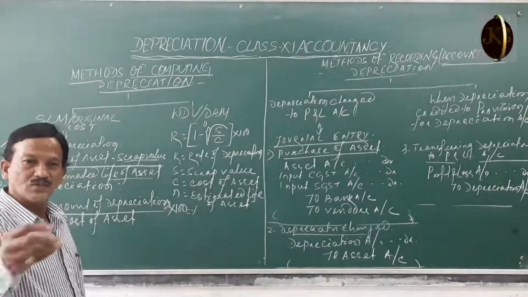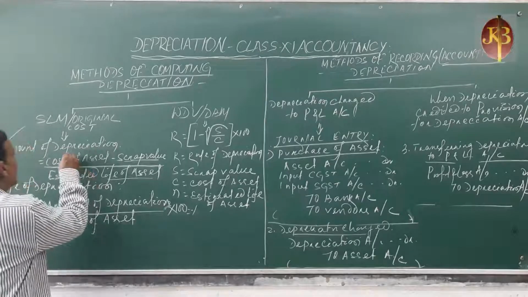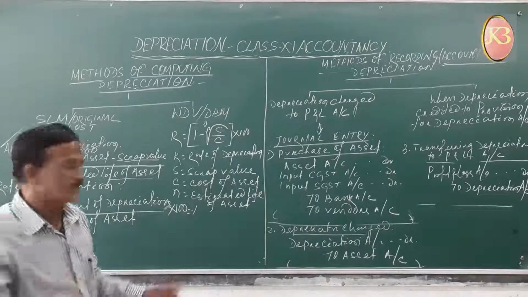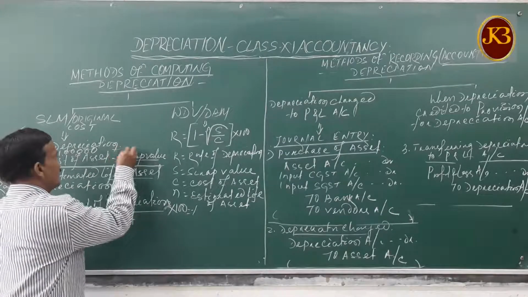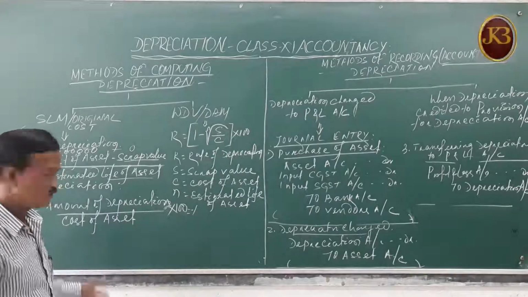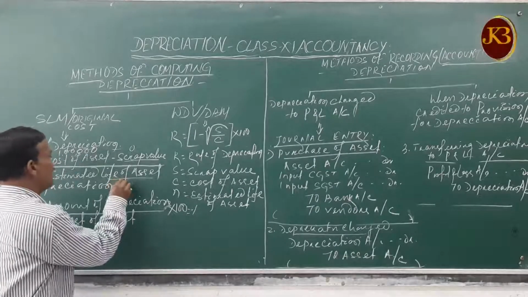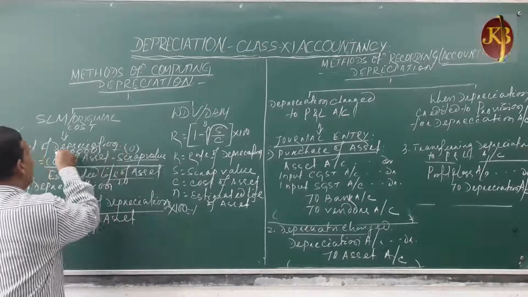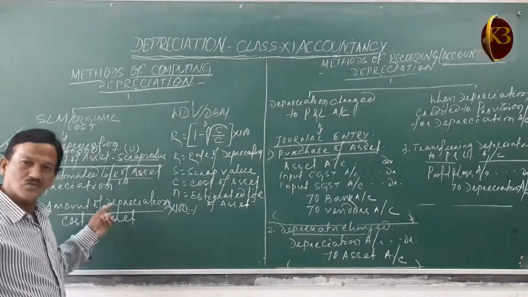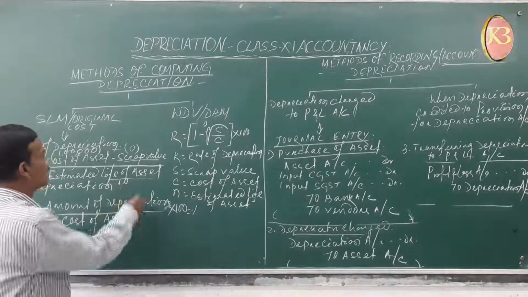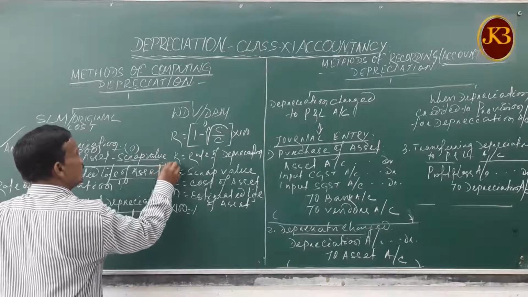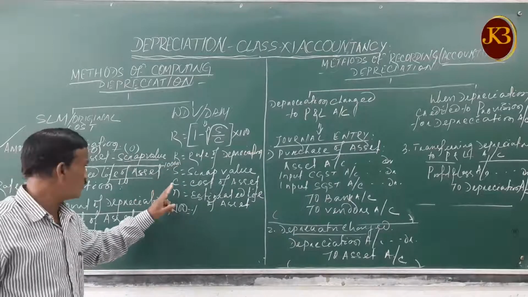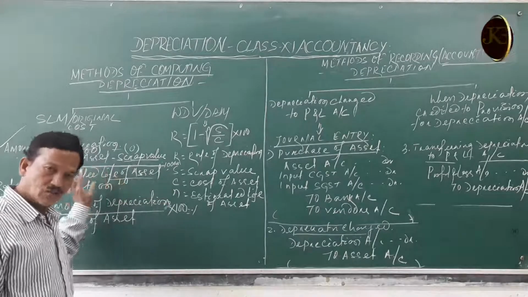Suppose a machinery is purchased for 1 lakh rupees including all charges, minus the scrap value of the machinery. Suppose the scrap value is 0, no scrap value. The estimated life is 10 years, so divided by 10. So 1 lakh minus 0, that is 1 lakh divided by 10, the amount of depreciation comes to 10,000 rupees for 10 years. Multiplied by 10, that is 1 lakh, the allocated asset.